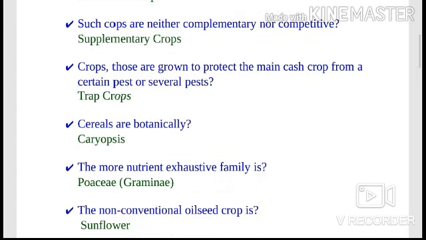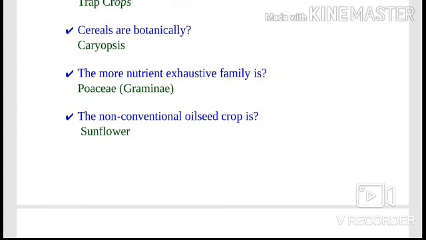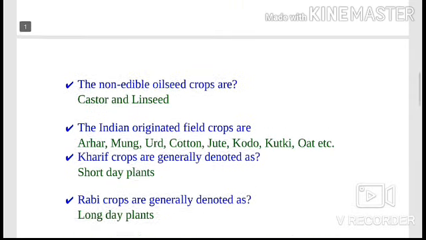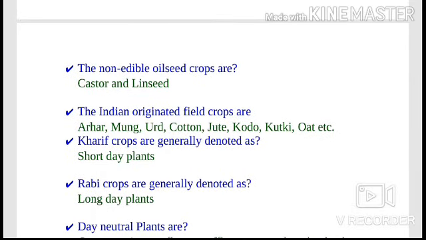Next point is, the more nutrient exhaustive family is Poaceae, also known as Gramineae. Next is, the non-conventional oilseed crop is sunflower. Next point is, the non-edible oilseed crops are castor and linseed. Next point is, the Indian originated field crops are arhar, moong, urd, cotton, jute, kodo millet, kutki, oat, etc.